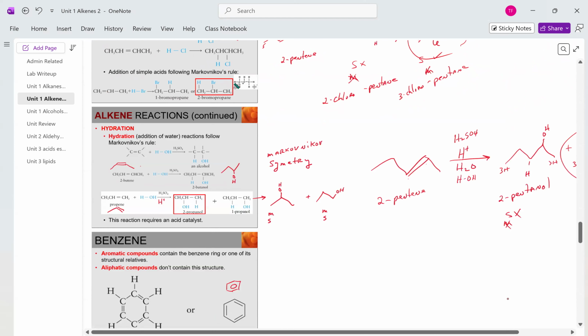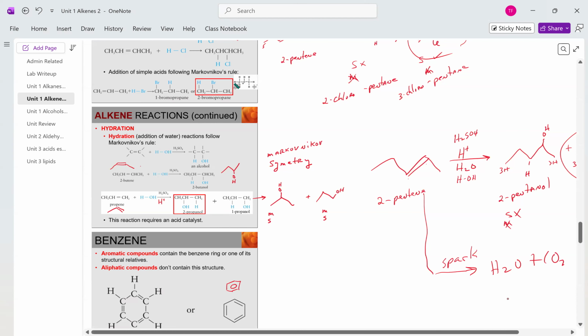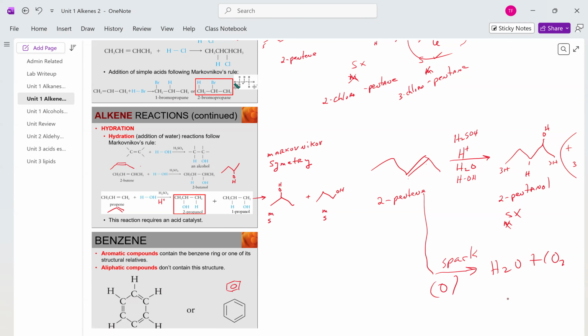of alkenes and combustion. So if we did this, say we took the 2-pentene and with a spark, we would get water, carbon dioxide, which is an oxidative reaction. Okay, those are the reactions.